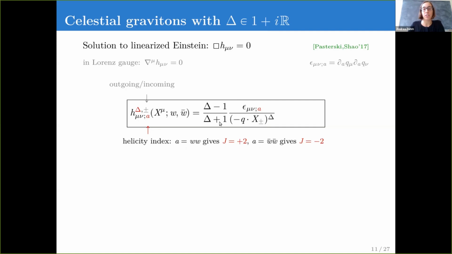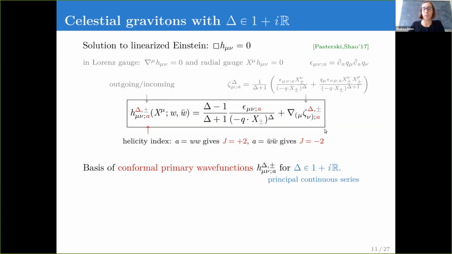Now this wave function is not yet a conformal primary, but can be made into one by adding a total derivative term. And this total derivative term is given by this diffeomorphism zeta delta. Now, I would like to emphasize that this diffeomorphism is not just a trivial diffeomorphism that denotes a redundancy of the theory, but actually for the conformally soft limits that we'll be interested in, this corresponds to a large diffeo, a large gauge transformation that changes the physical state at the boundary. So now these objects H delta form a basis of conformal primary wave functions of spin 2 with conformal dimension on the principal continuous series.